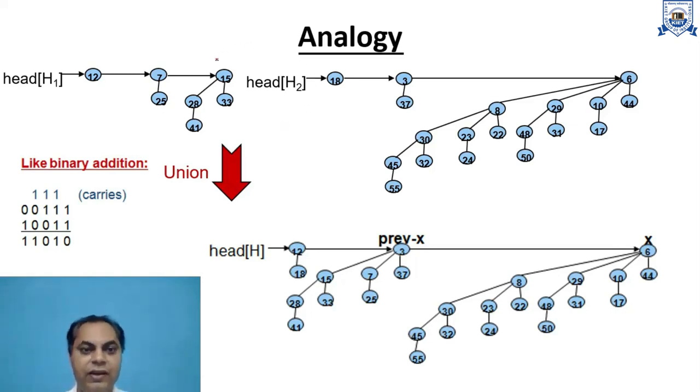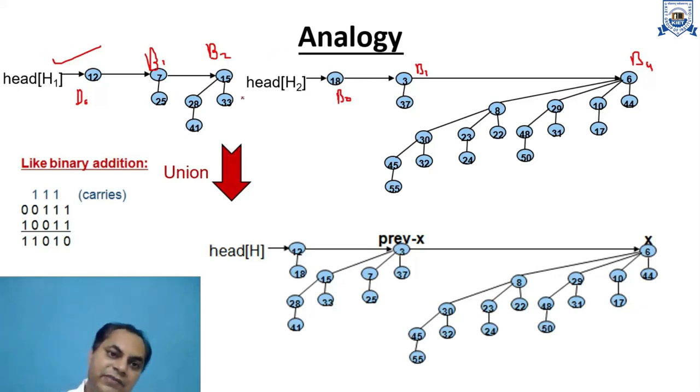Now let's consider an analogy, as we did with binomial heaps in previous lectures. If we combine two binomial heaps, let's say we have a binomial heap H1 which contains three binomial trees: this is B0, this is B1, and this is B2. Now H2 contains B0, B1 and B4.